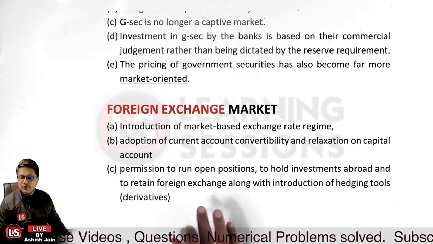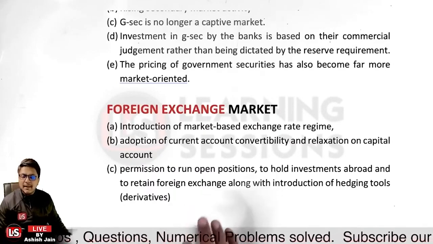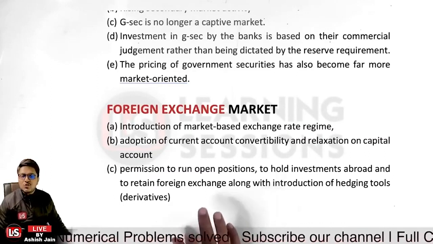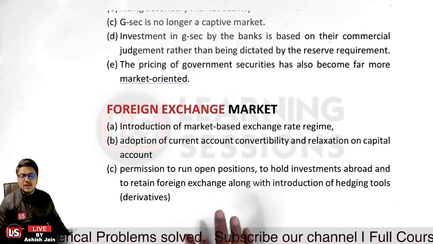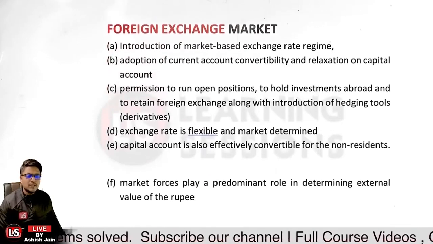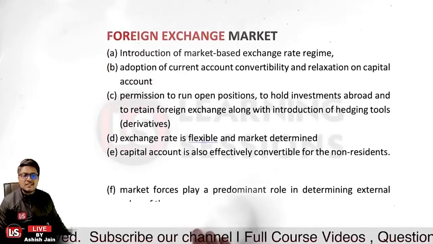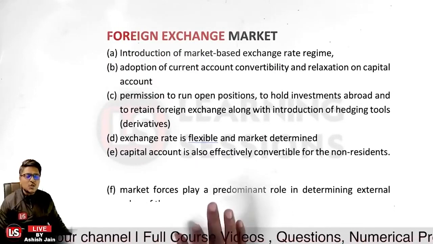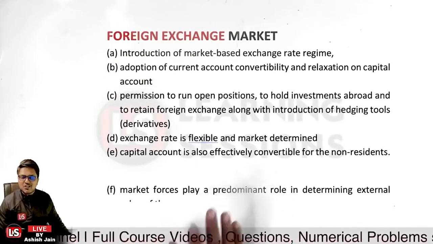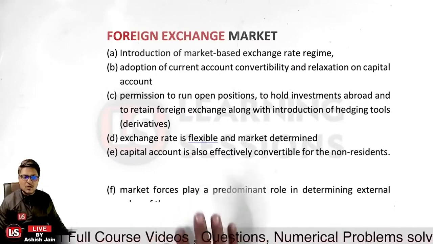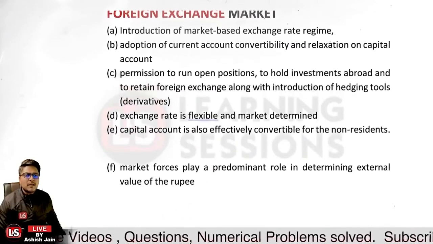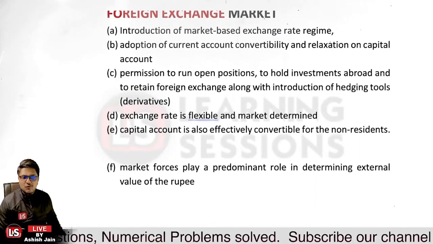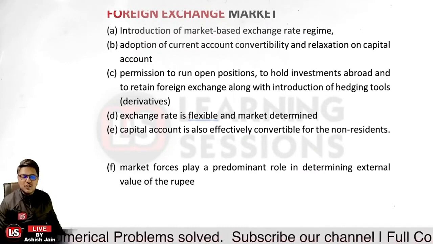They can also borrow money by way of ECB, that is external commercial borrowing. The banks are allowed to borrow money from overseas lenders, and also buy instruments to hedge their investments. Is that clear? Further, the exchange rate is flexible now and market determined. The capital account is also partially convertible, which is allowed. Market forces play a predominant role in determining the external value of the rupee. Now the market forces decide the external value of the rupee.